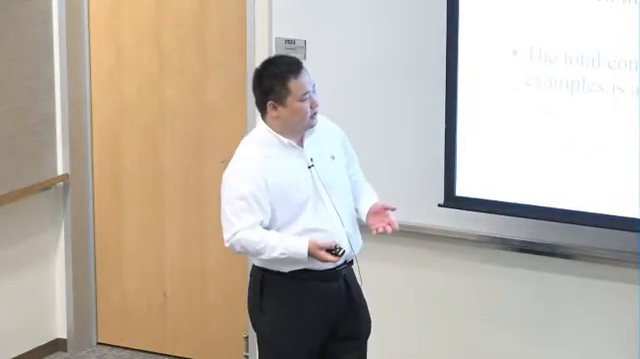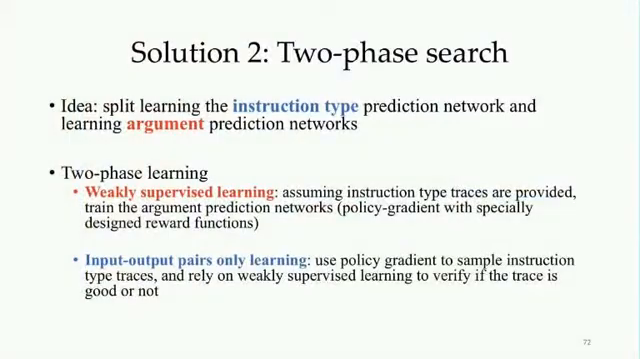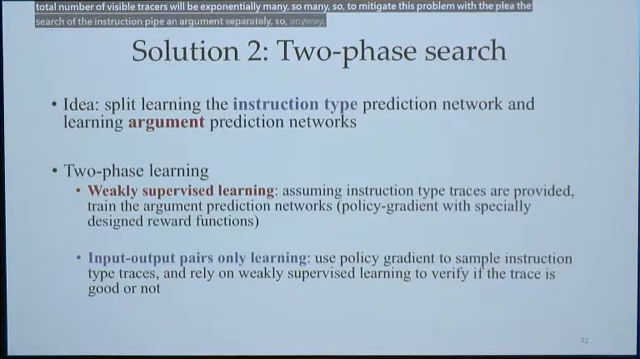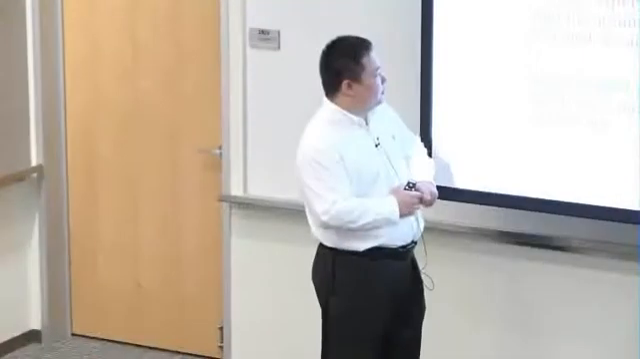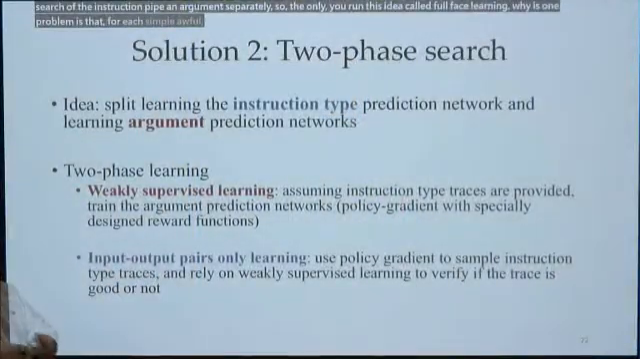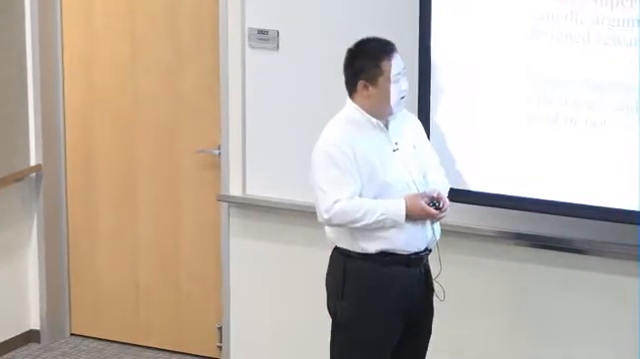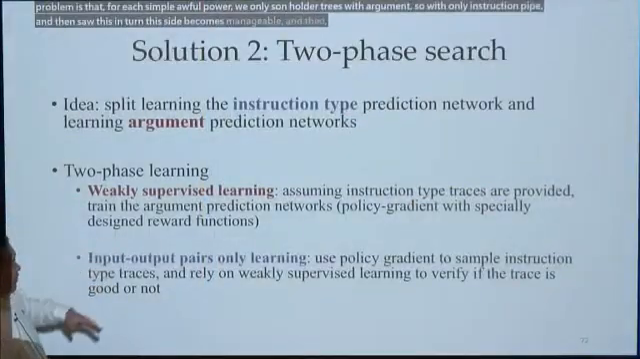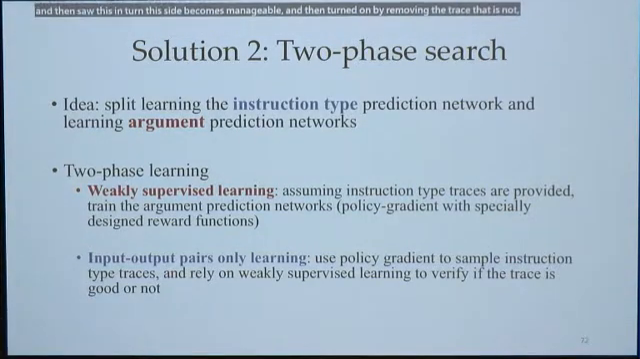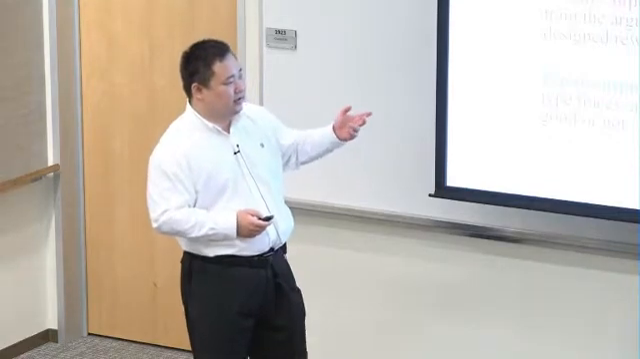If we just train them, the total number of feasible traces will be exponentially many. That is too many. To mitigate this problem, we split the search of the instruction type and the argument separately. So we invent this idea called two-phase learning. For each input-output pair, we only sample the traces without arguments, with only instruction types, and then this set becomes manageable. By removing the arguments, it's then not a full supervised learning problem. So we invent a new weakly supervised learning algorithm to solve how we find the correct arguments. Then we decouple the 2 problems separately.